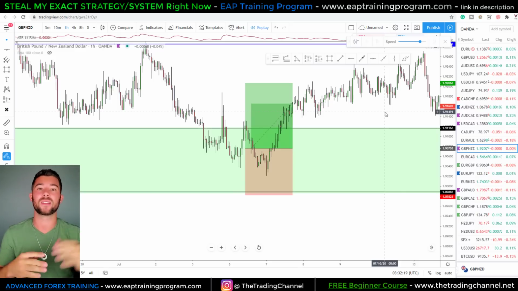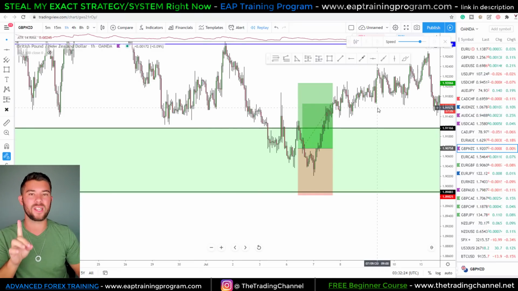also with the analysis and the powerful technique of looking for these major areas of structure that have been tested multiple times on the daily chart. And how do we do that? We're getting to it, I promise.